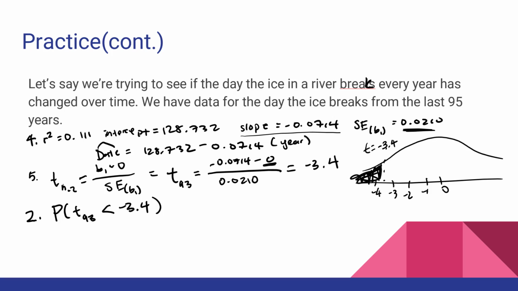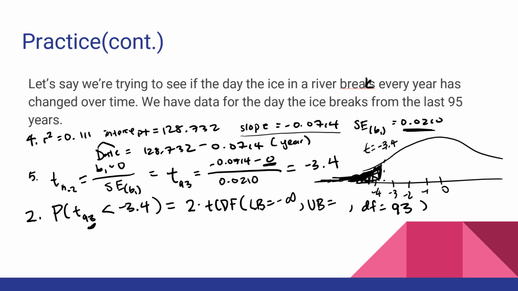said not equals. So that is equal to 2 times tcdf, because we're working with a t-model, with the lower bound, the upper bound, and then our degrees of freedom. Our degrees of freedom we already know is 93. We labeled that in the subscript of our t-score. And the lower bound of this area that we're interested in, well, this goes on forever in this direction, so that is negative infinity, up to our t-score of negative 3.4. And with that, we get a p-value of 0.000989. So we have our very small p-value here, and we can now go on to conclude.